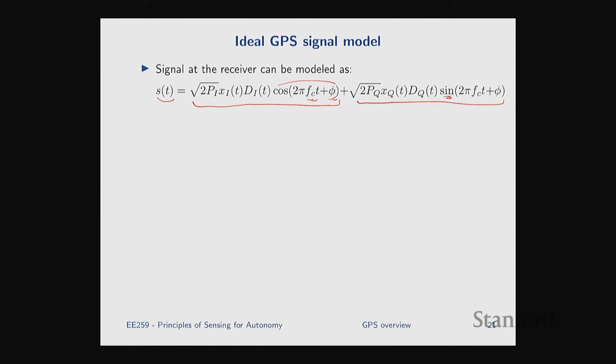Then there's a bunch of things multiplying each of these. The first term, root 2P, is just a number that's like the power that you put in the in-phase and the quadrature components. So that's just a power. And then what's really important to us are these 2 signals. There's an x and there's a d, both modulating the carrier. The x is the ranging code, okay? And the d is the navigation signal.